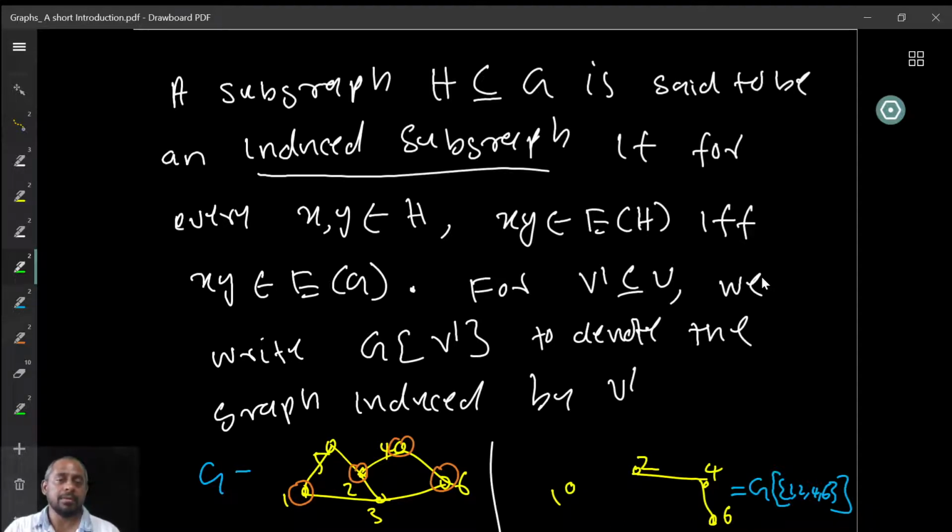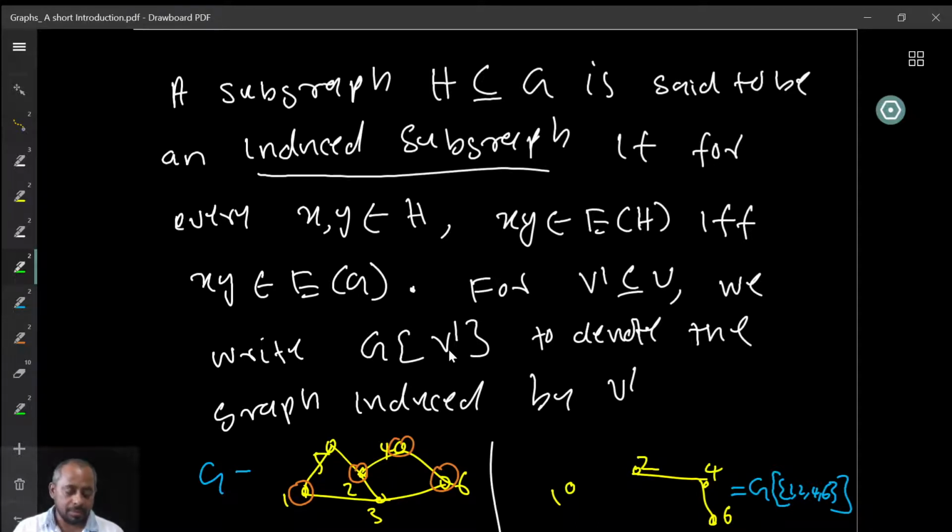So if V' is a subset of V, we can write G[V'] to say that we are looking at the subgraph induced by the vertex set V'. Because once we know the vertex set, we know the edges, because all the edges between themselves must be there. From the graph G, whatever is there must be here also. So we write it this way.